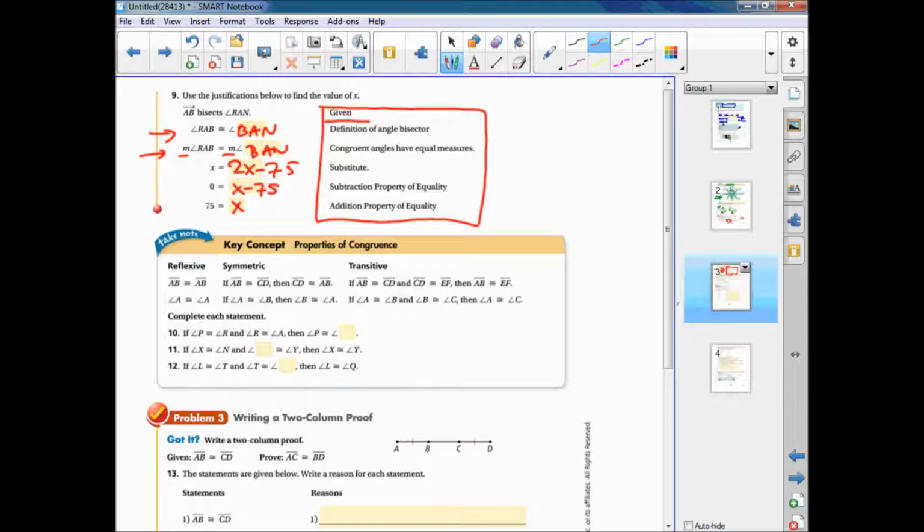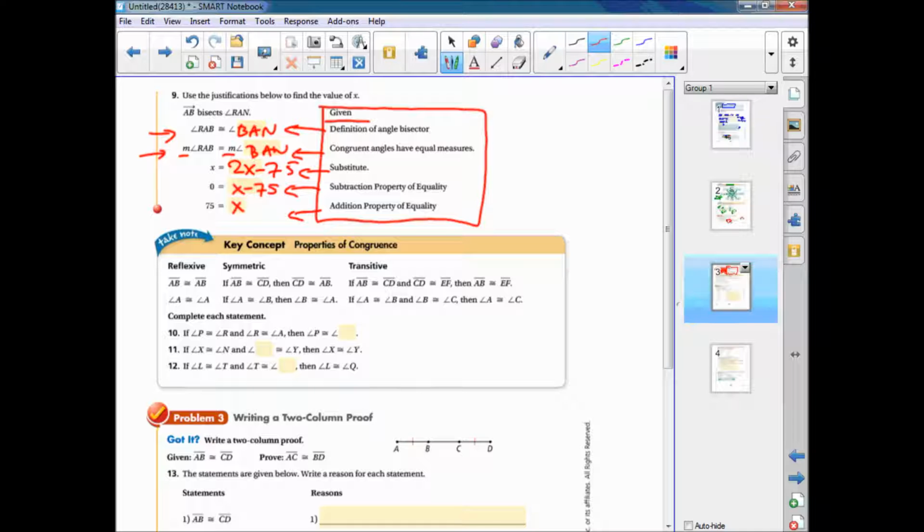We have the given, what we started with. We have the definition of angle bisector. That gave us this statement that we got on the other page. Then we have congruent angles have equal measures. That gave us that statement. Then we did the substitution property here. We substituted x for RAB and 2x minus 75 for BAN. And then we have the subtraction property of equality and addition property of equality.